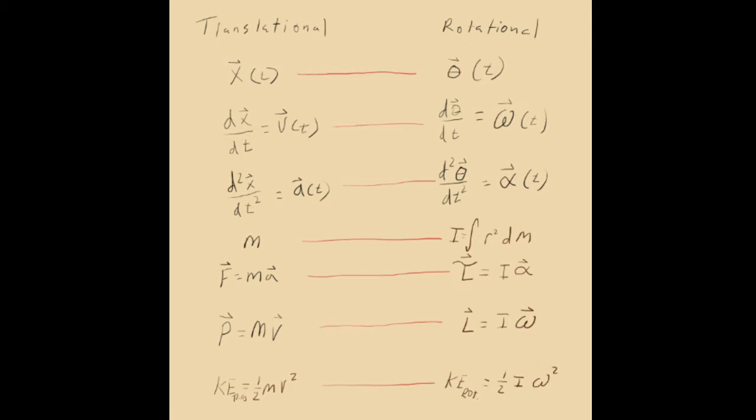We came up with this relationship between mass and rotational mass, moment of inertia. And then we compared Newton's second law, F equals ma, to the rotational version, which is our torque equals I alpha. And so these last two things we need to talk about are momentum and kinetic energy.